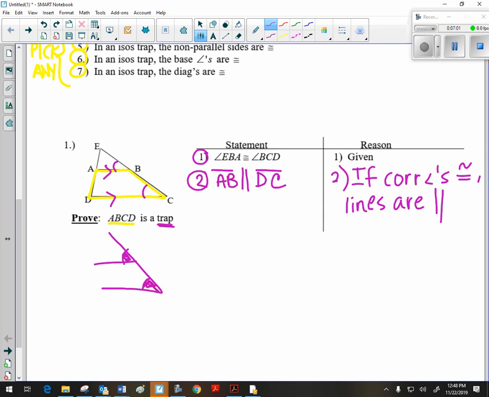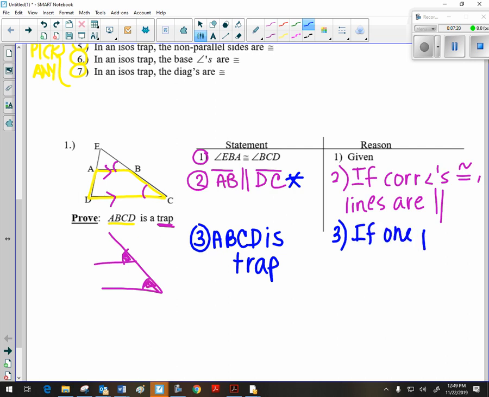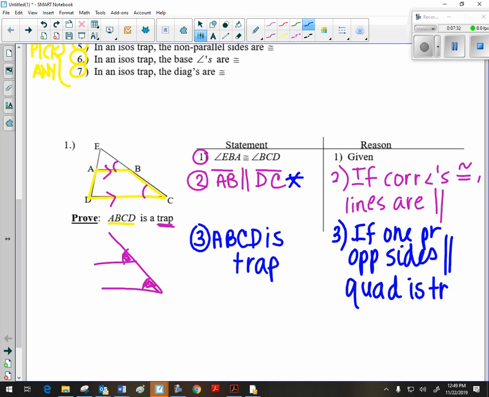So we were just able to use those corresponding angles to force these lines to be parallel. You may not notice this, but we're actually at the last line in the proof, because if you have to prove that ABCD, or any quadrilateral, is a trapezoid, you need one pair of opposite sides parallel, and I just did that here. So I can say if one pair of opposite sides is parallel, the quadrilateral we're working with is a trapezoid. They gave us the angles that allowed us to do that, so I am now done with that proof.